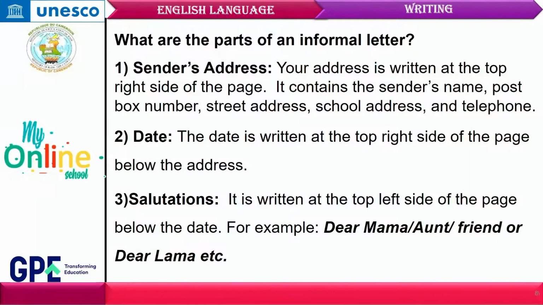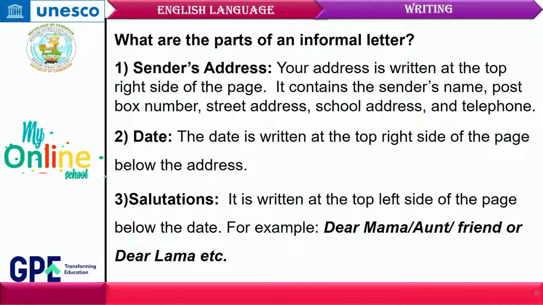Now, what are the parts of an informal letter? An informal letter has the sender's address. For you to write an informal letter, you must write your address. Your address is written at the top right side of the page. It contains the sender's name, the post box, the street address, the school address, and the telephone. Yes, because the person writing the letter must identify the self.